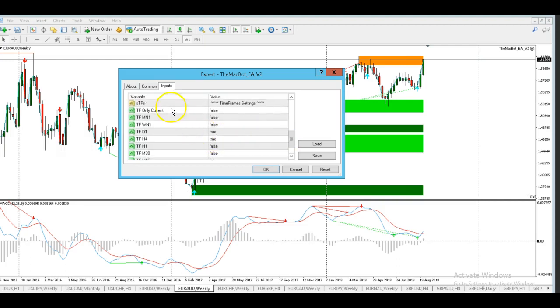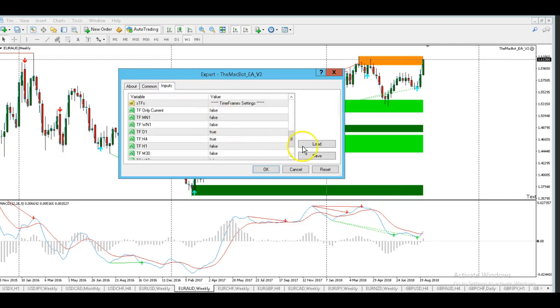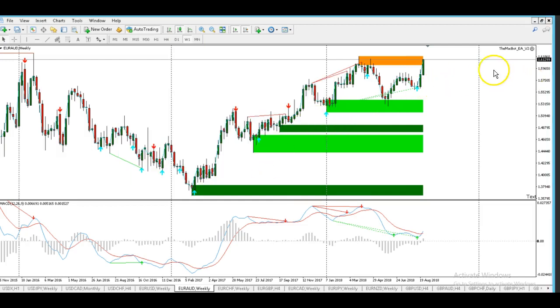So I've got all the settings in. I'm only looking to short the market, only short, looking at the inputs. True. I've got the smiley face, and I'll just let that enter the market for me. So that's it.